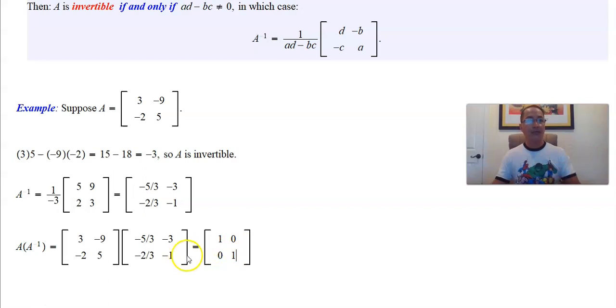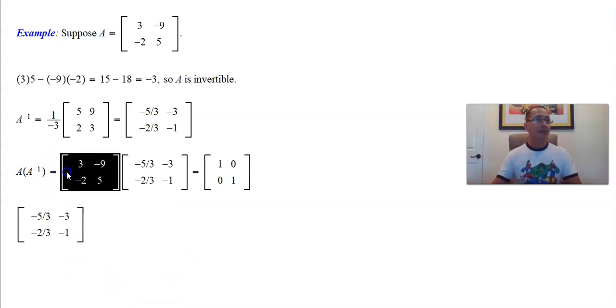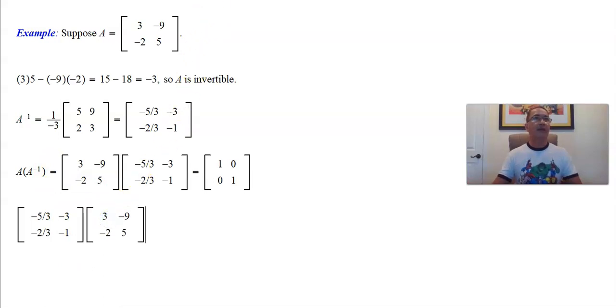And of course, if you reverse it, we should also get the identity. Well, we have a computer to do this for us, right? So let's reverse. And of course, we also get 1, 0, 0, 1, the 2 by 2 identity.